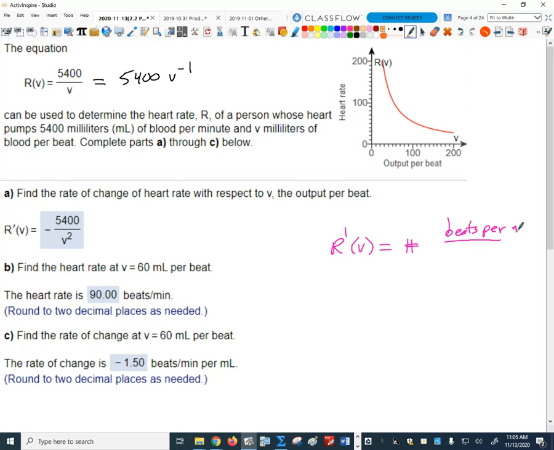beats per minute, divided by units of V. Well, the units of V, we're measuring that in milliliters, right? So those should be the units of the derivative. Sometimes it's easier to think about that if I think about the derivative in quotient form instead of the prime form. R prime of V is the same thing as dR/dV, the rate of change of heart rate with respect to volume per beat, right? And so I've got units of R over units of V.